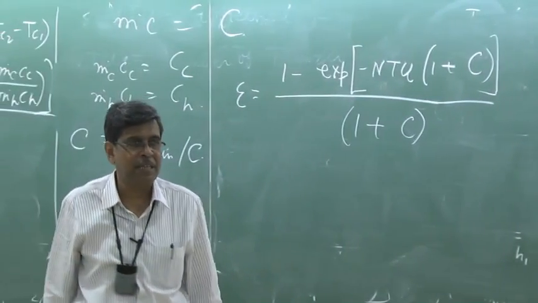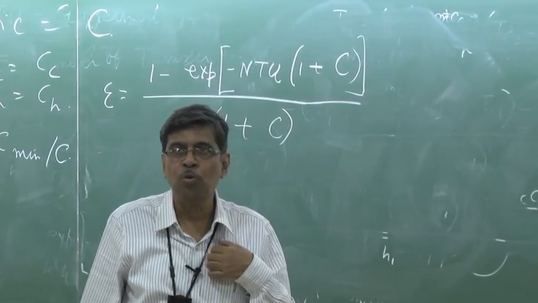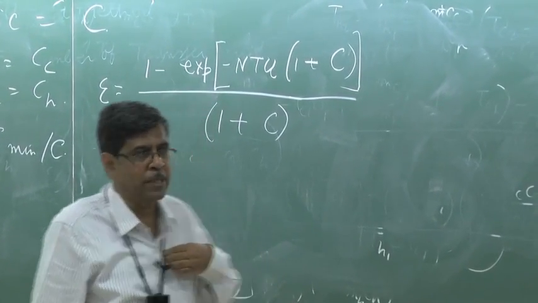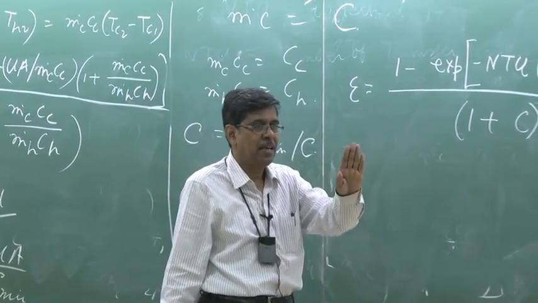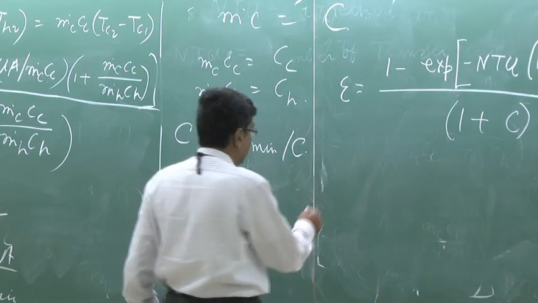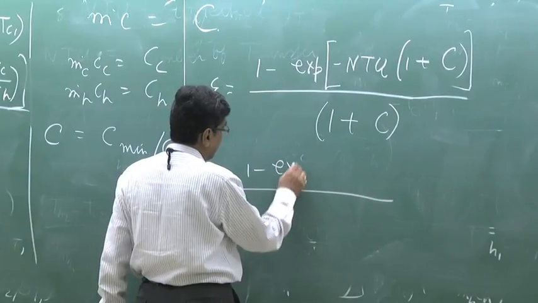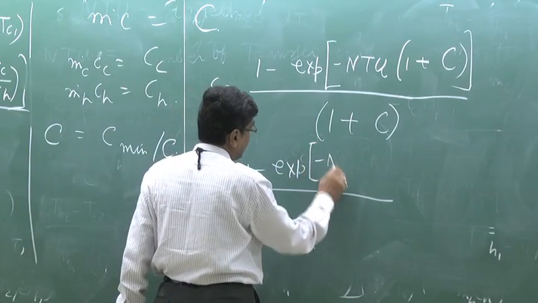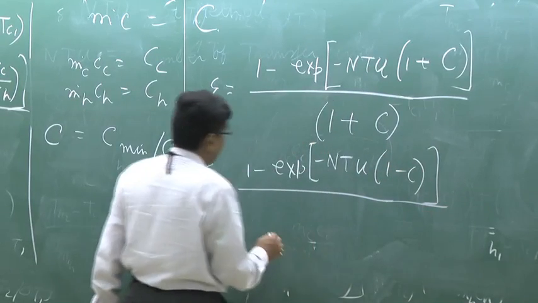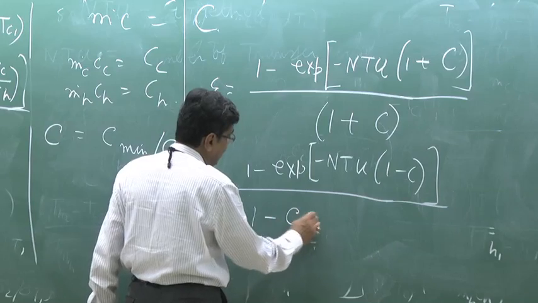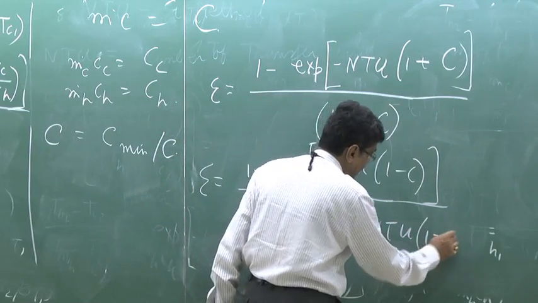The counter flow expression will be again tricky, and that I leave to you to do as an exercise, and the expression will be epsilon equal to 1 minus exponential function of minus NTU into 1 minus C, divided by 1 minus C into again exponential minus NTU into 1 minus C.